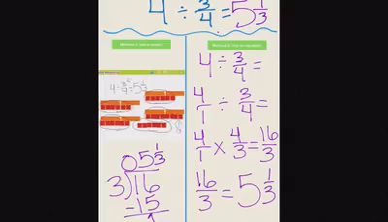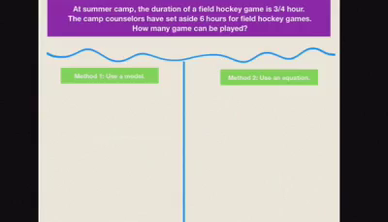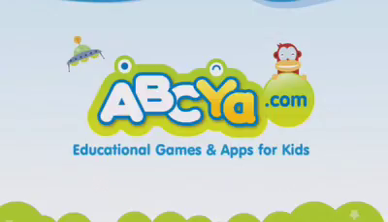All right, let's try another one. Okay, a couple word problems. At summer camp, the duration of a field hockey game is 3/4 of an hour. The camp counselors have set aside 6 hours for field hockey games. How many games can be played? So we need to do 6 divided by 3/4. Okay, well, let's start with our model. So pull up your virtual manipulatives.